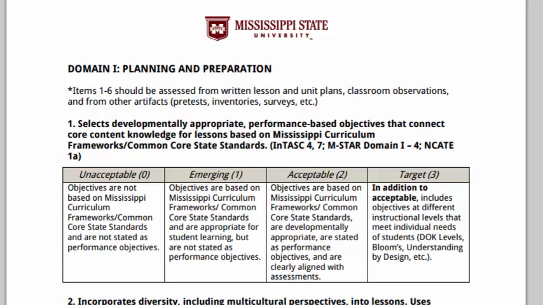But the TIAI is a very effective tool because it allows for breaking down a teacher and analyzing them on multiple aspects of their teaching career. You'll notice that it has Domain 1, Planning and Preparation. Let's just look at one of these indicators: selects developmentally appropriate performance-based objectives. This would go back to our objective writing. It would mean that someone writes good objectives. And when you write objectives well, you'll notice it has the Mississippi College and Career Readiness Standards or Common Core standards, and this is how someone would be rated.